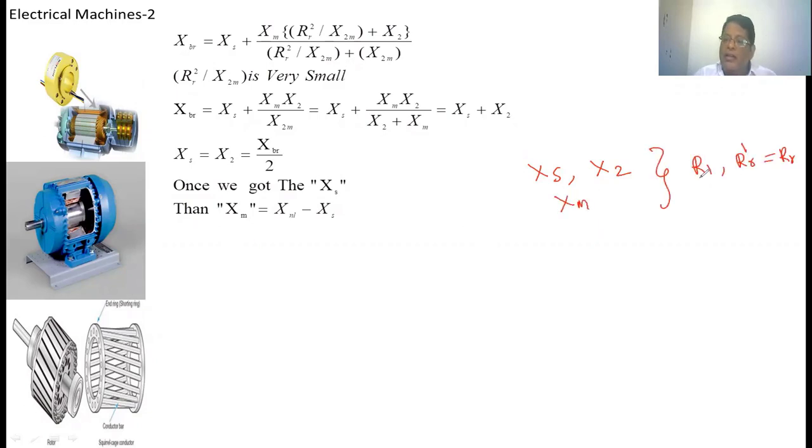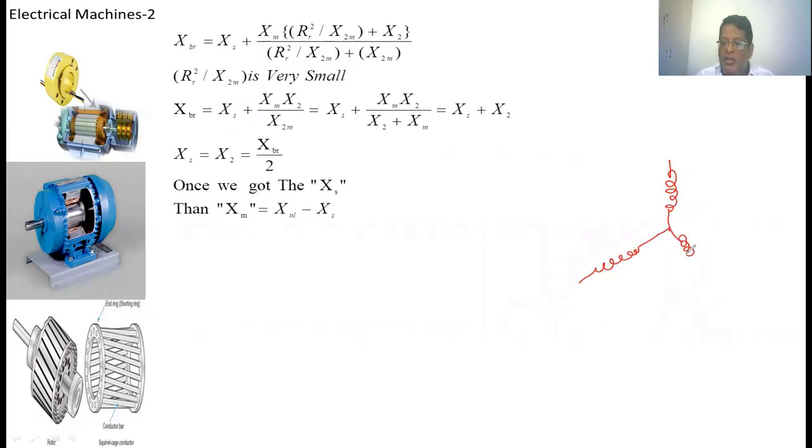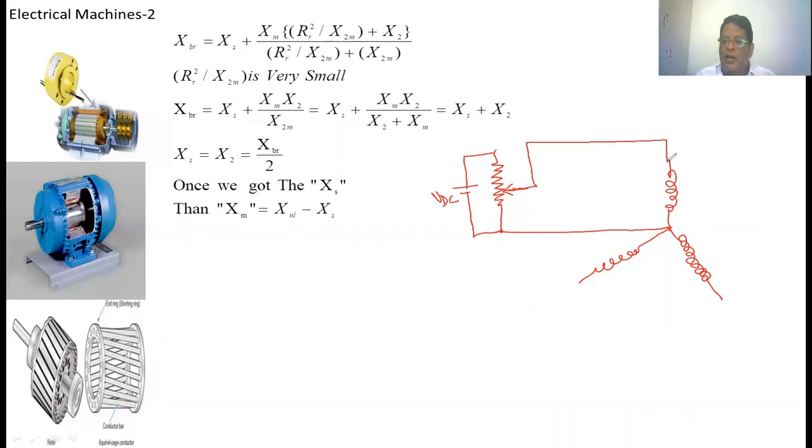How are we going to calculate the stator resistance? By conducting a volt-ampere test. This is the stator winding, which is connected in star, as we assumed. Now for one phase, we apply a regulated DC voltage through the potentiometer. This is the DC voltage, VDC. From this point you connect it to one phase, here take the A phase. Here you keep one ammeter and here one voltmeter.